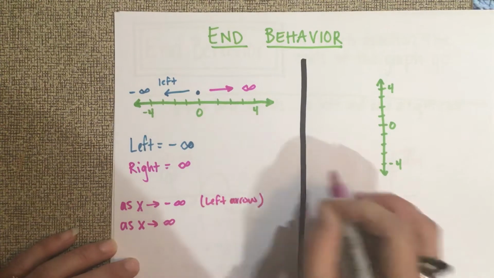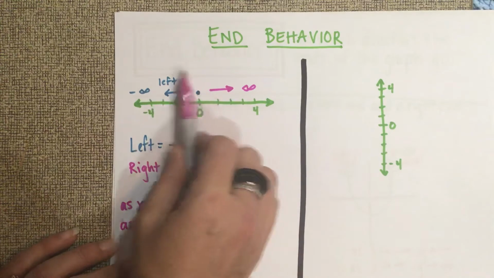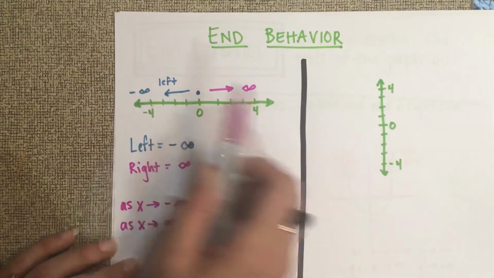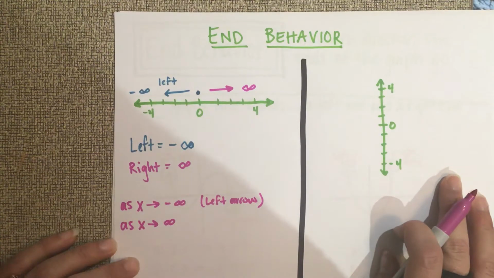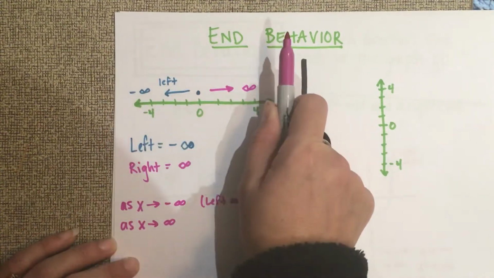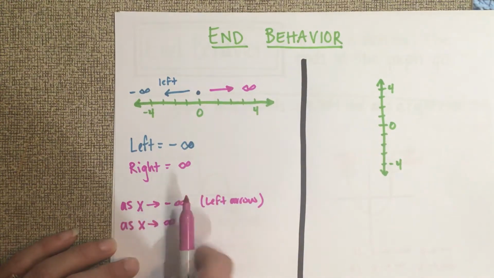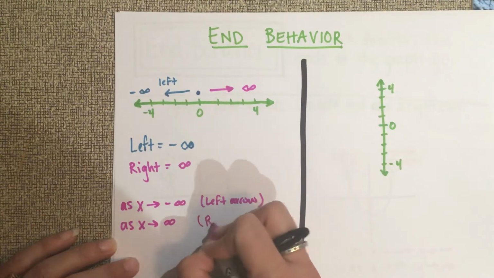We said that on the graph you have two arrows, a left and a right. So we're talking about negative, what's happening on the left arrow, right? Also, think of this: when we read a graph from left to right, just like you read a book from left to right, you hit the left arrow first, and then we move over to the right arrow. Okay, so it's the first one. And when we say as x goes to positive infinity, we're talking about the right arrow.